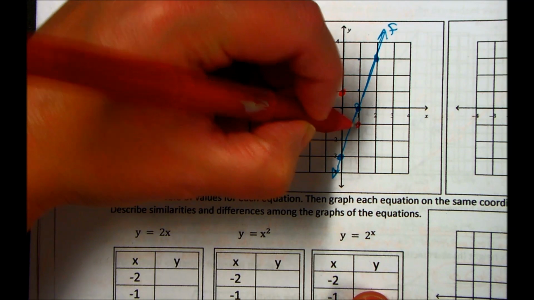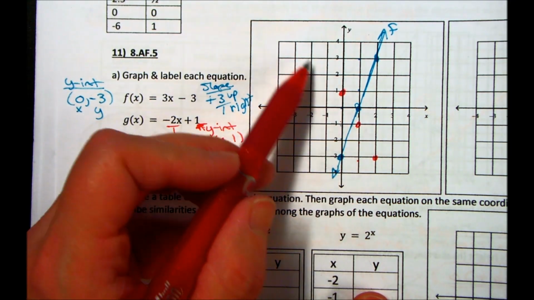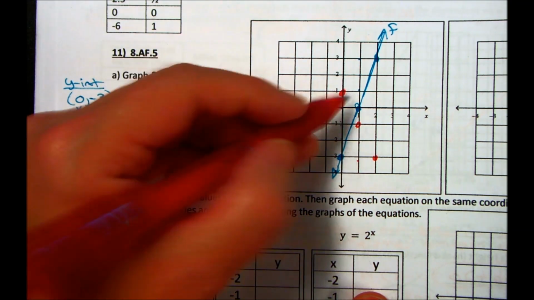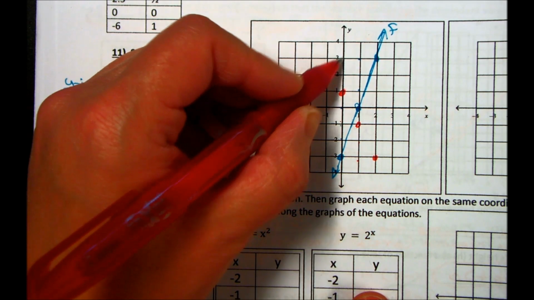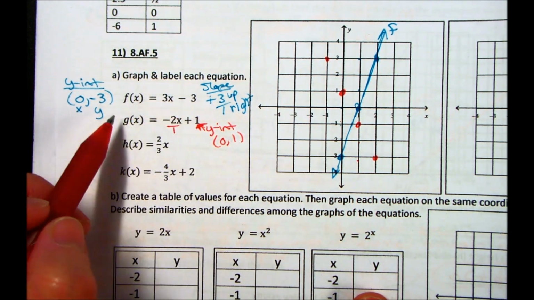Down 2 to the right 1, down 2 to the right 1. If I needed to, I could extend the line in the opposite direction by doing the exact opposite. Instead of going down and right, I would go from this point up 2 and to the left 1. So all of those points are on this line.